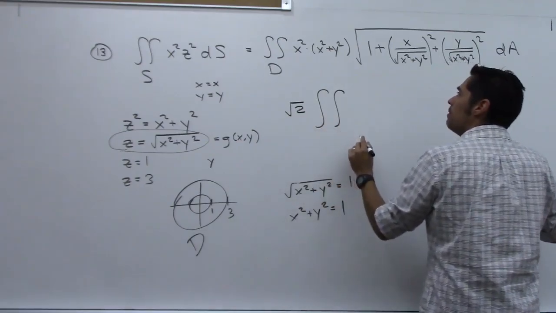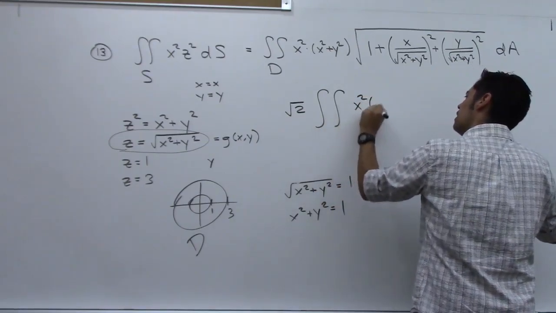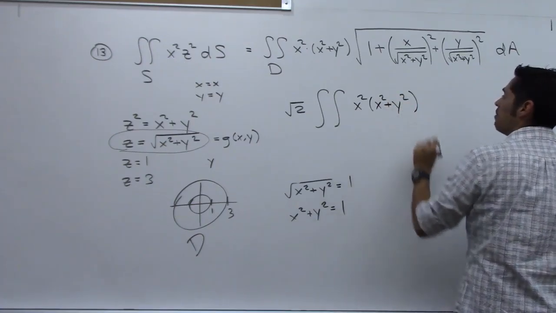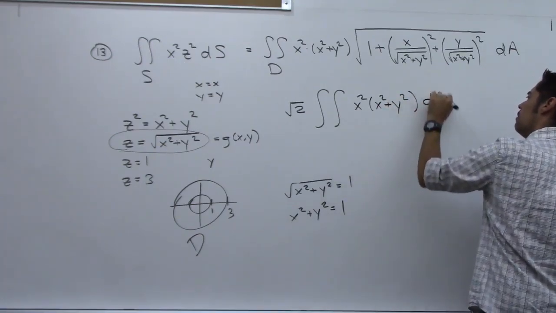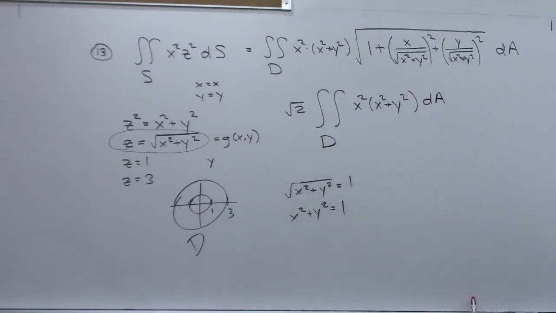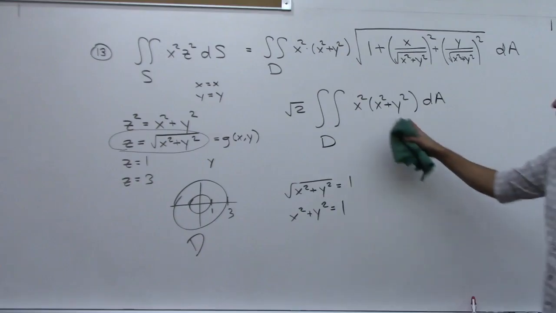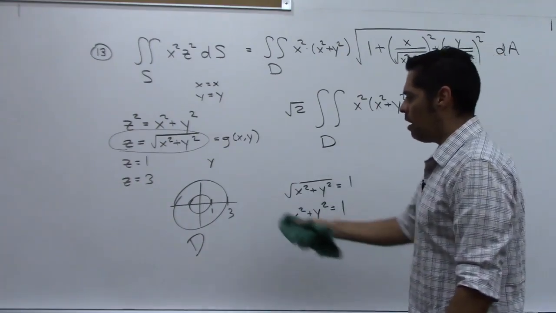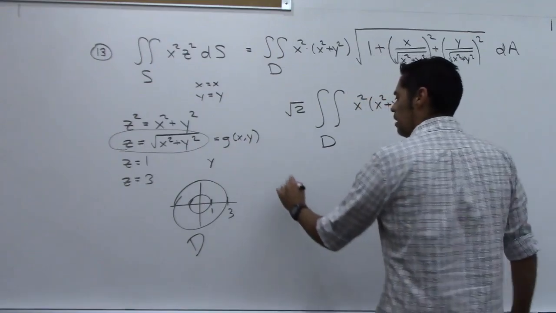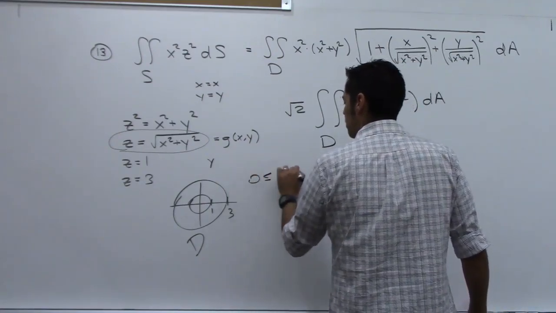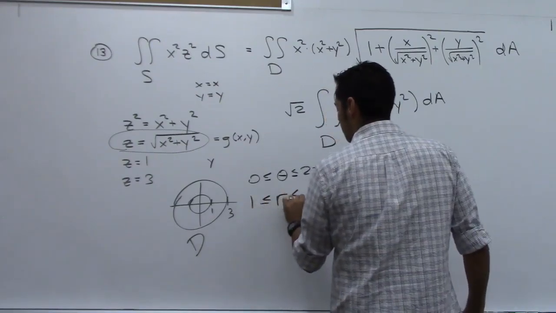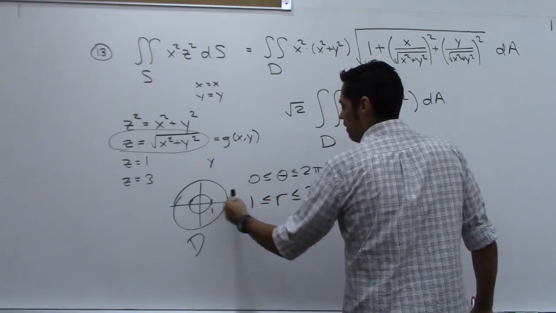And then I have x squared times x squared plus y squared. I do realize I could distribute that through, but I'm not going to because I'm about to convert this to polar, because I can't get nice restrictions on x and y. That's a good polar region. So converting now to polar, I know my theta is going to be between 0 and 2 pi. I know my r is going to be between 1 and 3. Be careful here, 1 and 3.